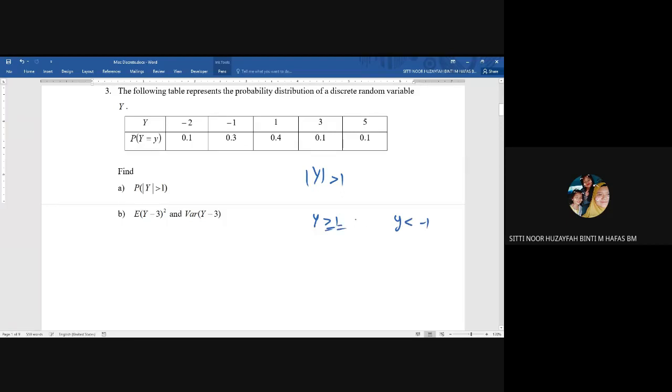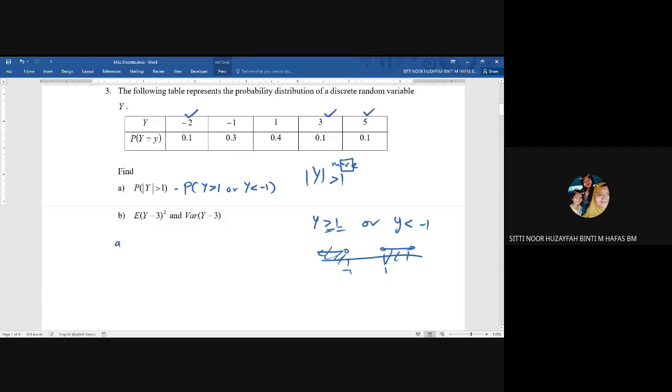So what is the operation here? Because it's a more than, the operation should be or. So we have -1 and 1: less than -1, more than 1. So for the union we take everything. So for question A, it's actually the probability of y more than 1 or y less than -1. What are the values involved? Less than -1, it should be -2. And more than 1 will be 3 and 5.